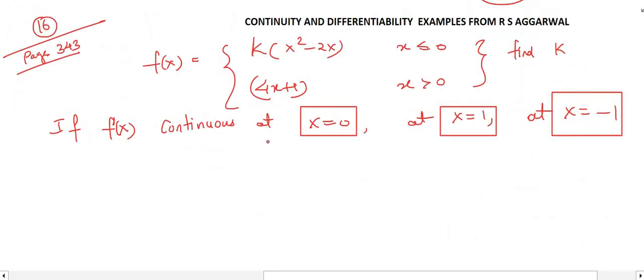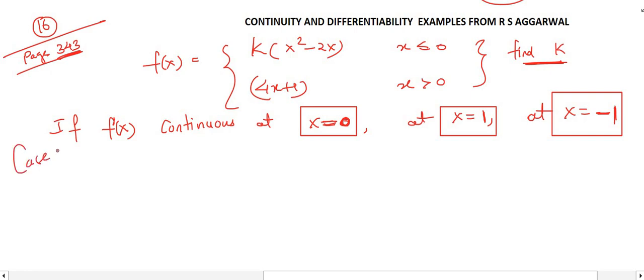So here is example number 16 from R S Aggarwal. You will find it on page number 343, or maybe a different page according to your version. Now let's see. They are saying the function is continuous at 0, at x is equal to 1 and at x is equal to minus 1. So you have to find the k value for all three cases.